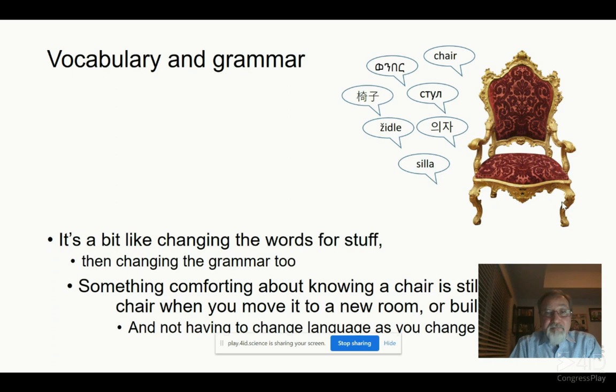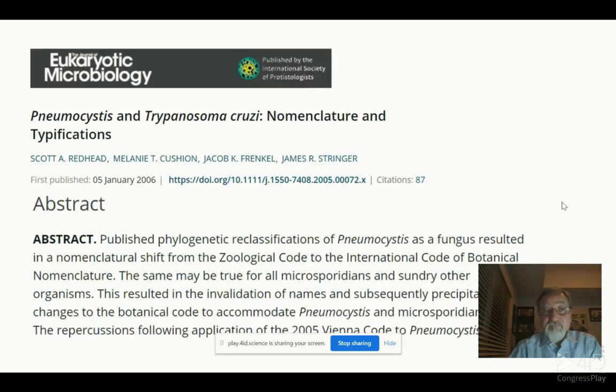You can think about what happens if every now and then you have to call a chair a car, and then suddenly that changes again. You have to call it something else. At some point, your language for communication is not that useful anymore. And if you have to change the grammar or the language as well when you change code, this becomes even more difficult. So there's something comforting about knowing that a chair will still be called a chair when you move it to a new room or if you move it to a new building, without having to learn new languages every time you do that.